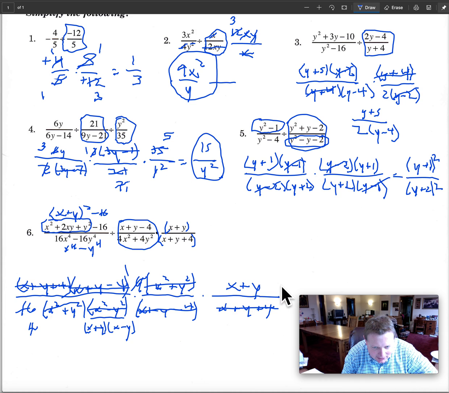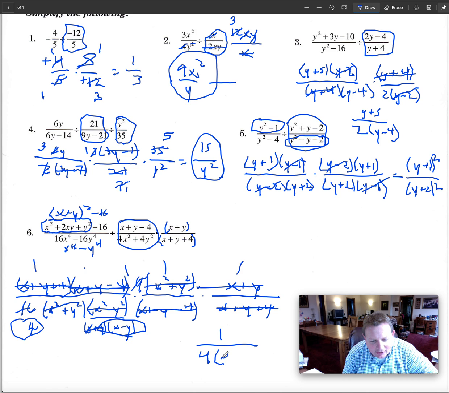So this x plus y, those cancel. And you got 1s everywhere, except I don't feel like writing them. And so on the bottom, all you have left is a 4 and an x minus y. So remember, they are in the denominator. They did not float up to the numerator. And so your final answer is 1 over 4 times the quantity of x minus y.